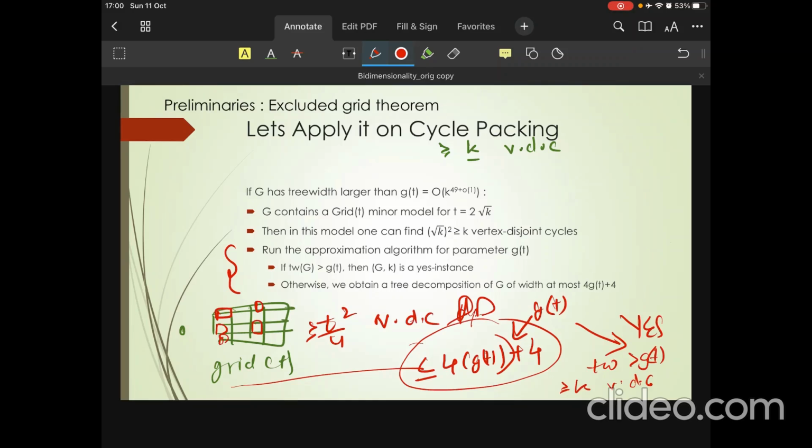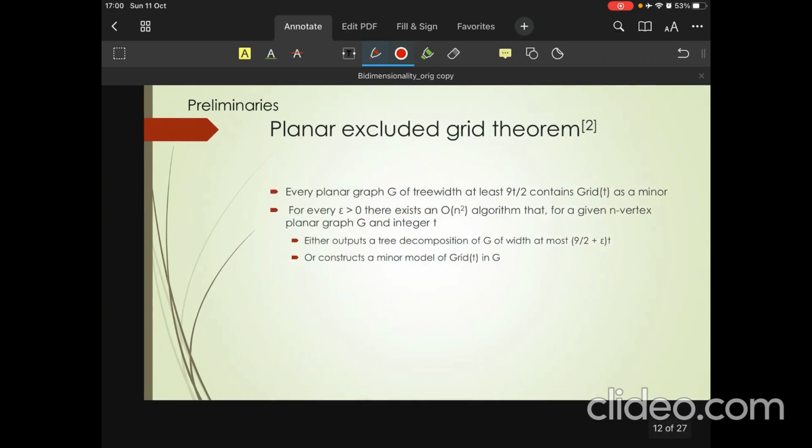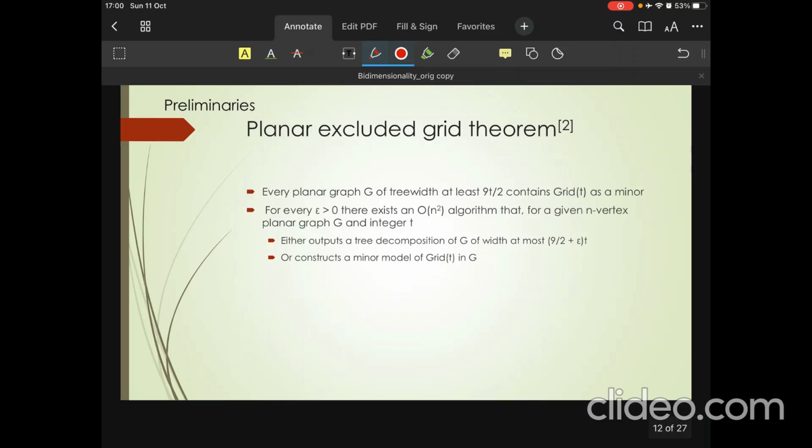So this is how we used the excluded grid theorem on the cycle packing problem, a simple maximization problem, and gave an FPT parameterized algorithm for the cycle packing problem with respect to the parameter k.